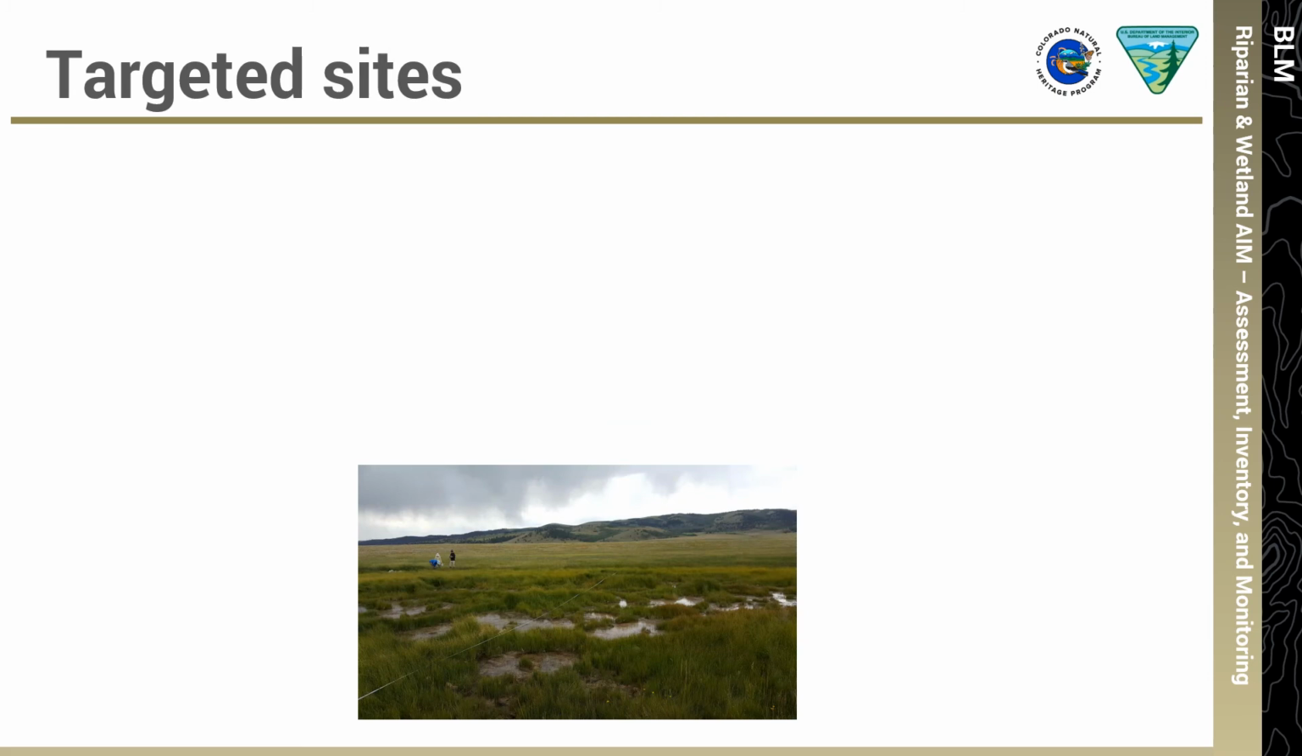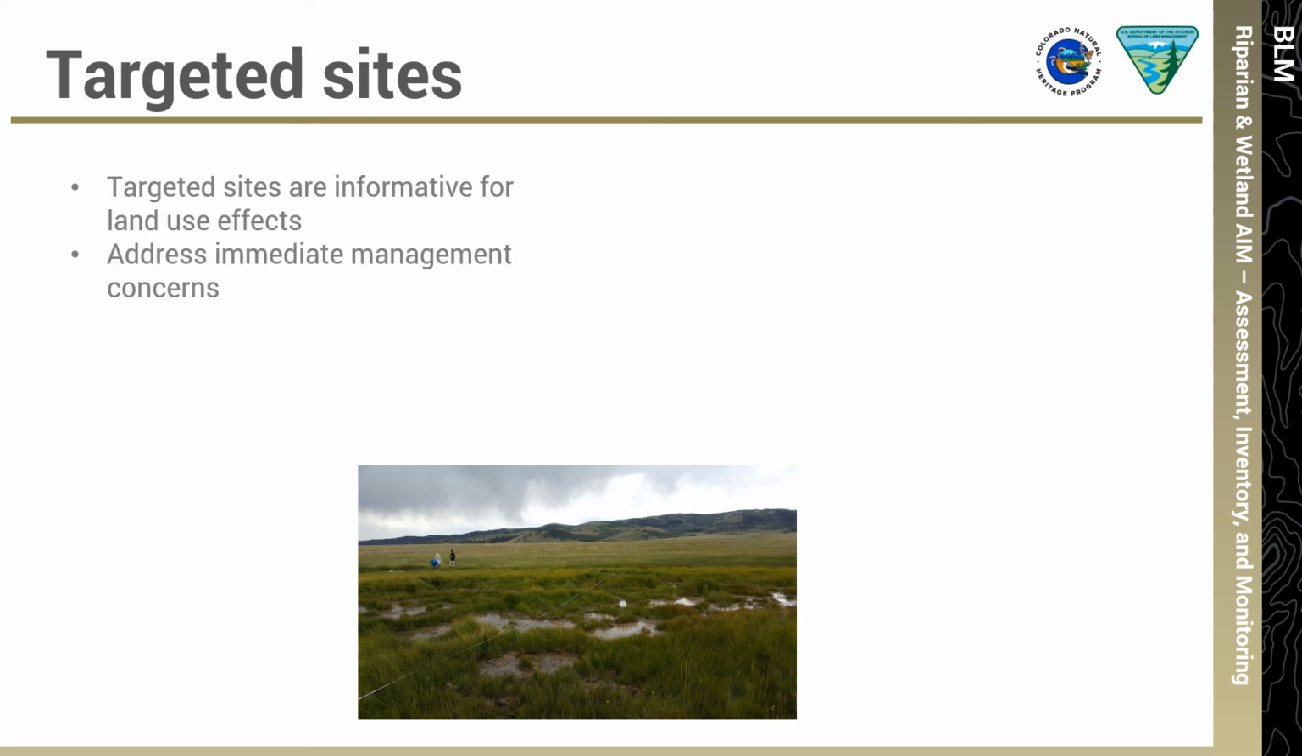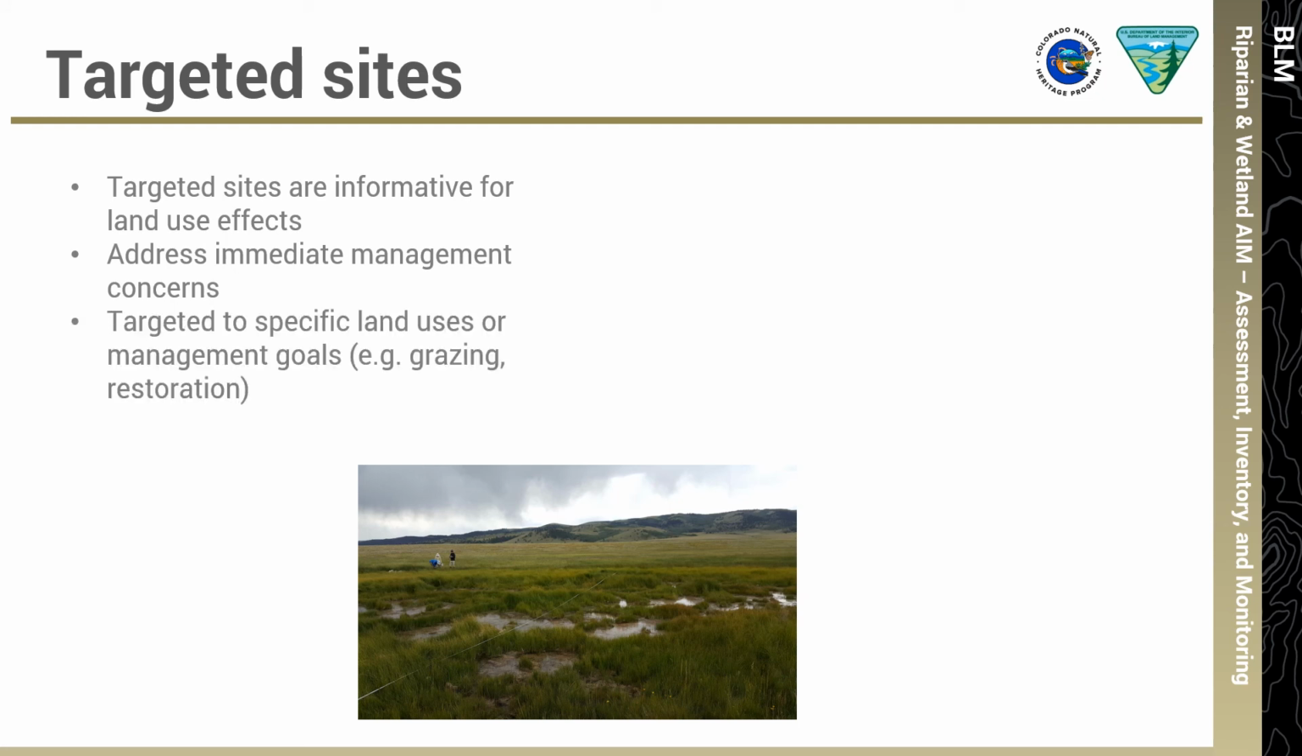Targeted sites are an important component of many sample designs in BLM project areas. They can supplement and augment information from a random sample design. Targeted sites can be very informative for land use effects. They can address immediate management concerns. Targeted sites are for specific land uses or management goals, for example, grazing or a restoration project.